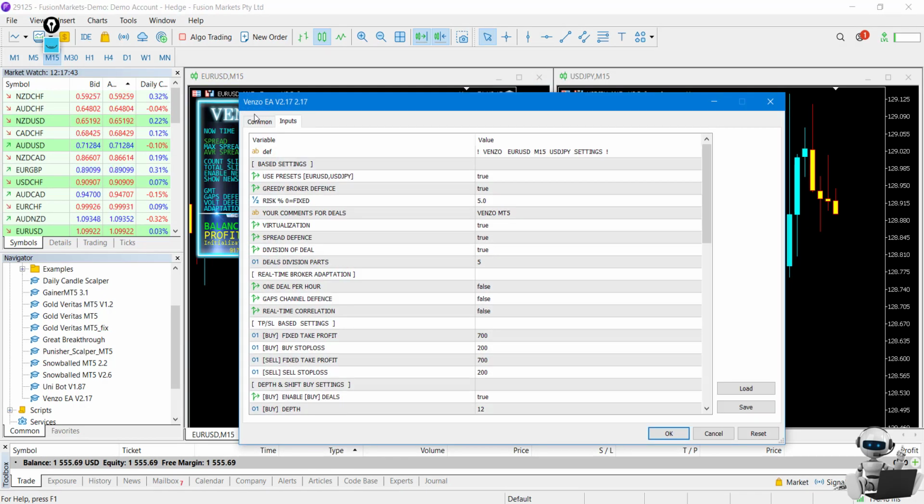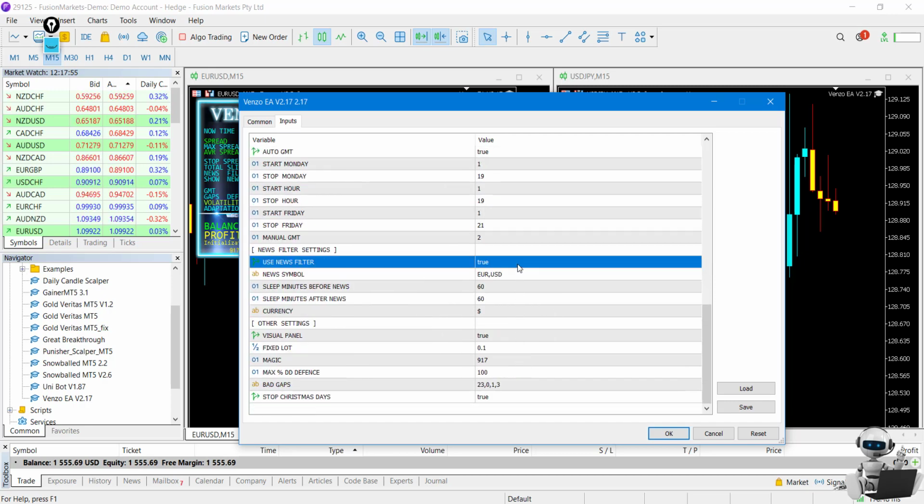You do the same on the USD/JPY. Make sure to put 1%. It depends on your risk, but I think I will personally only use 1% and activate the news filter.